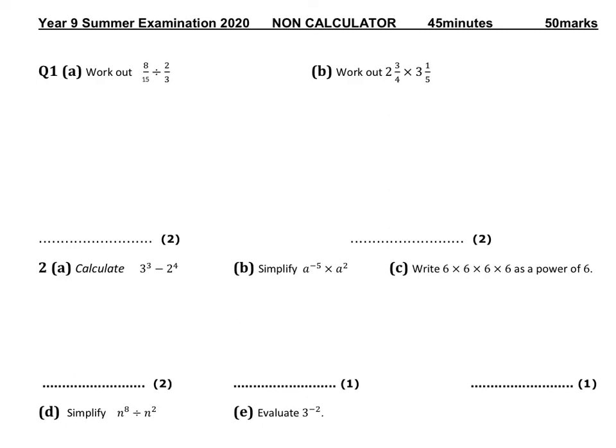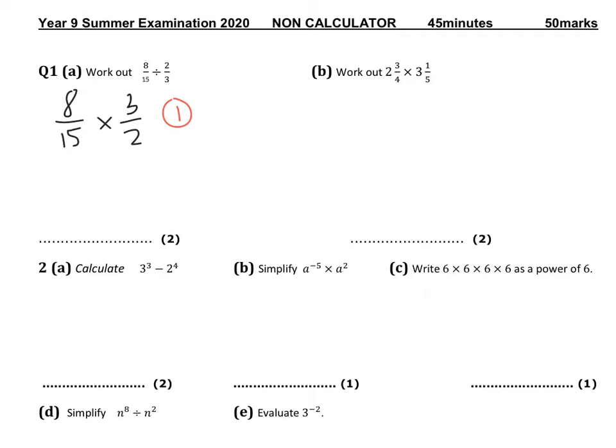Year 9 Summer Exam Non-Calculator. Question 1a, 8/15 divided by 2/3. So for the first mark, you need to keep the first, flip the second, and change the sign. 1 mark for that line. We then multiply the numerators and denominators.